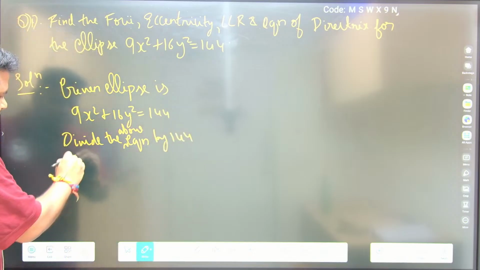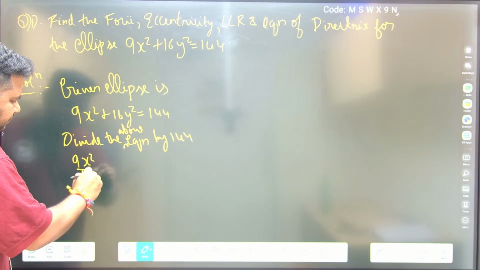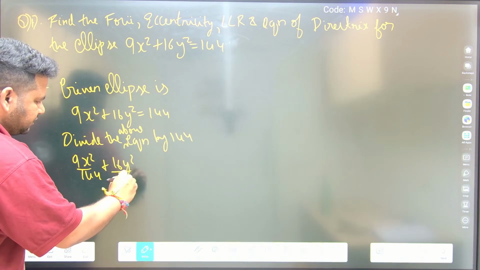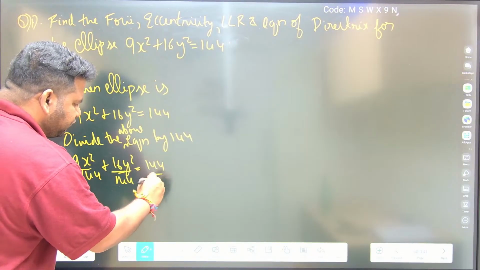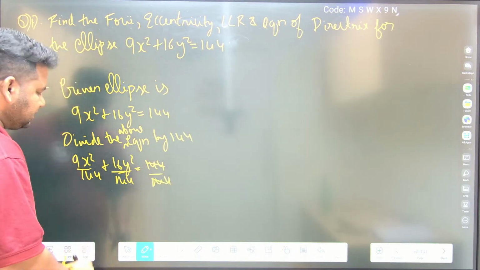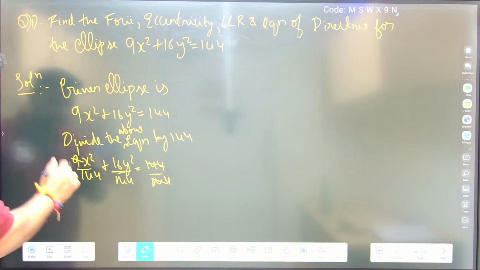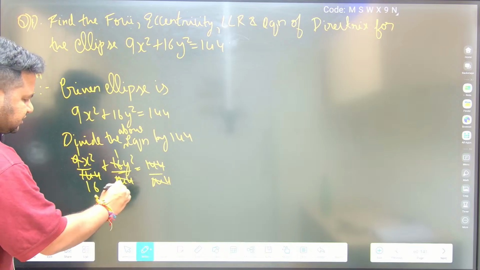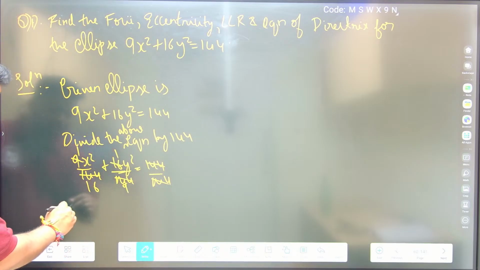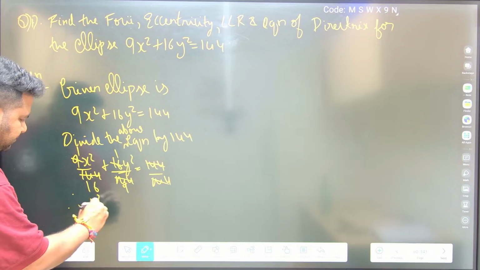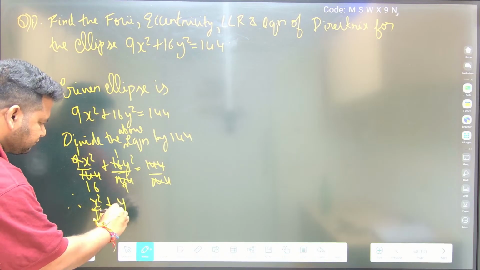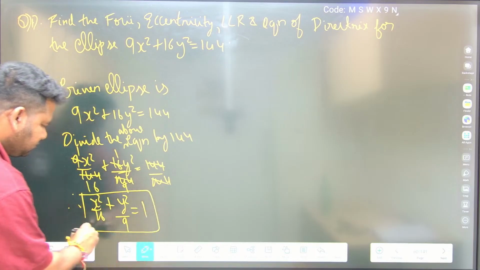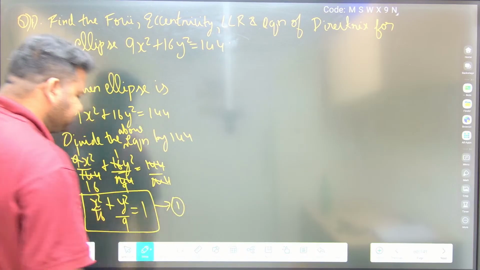So what I will get? 9x square by 144 plus 16y square by 144 is equal to 144 by 144. 9 sixteens are 144, 16 nines are 144. Therefore we'll have x square by 16 plus y square by 9 is equal to 1. Let this be equation 1.